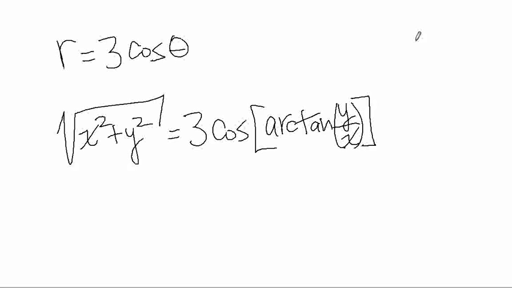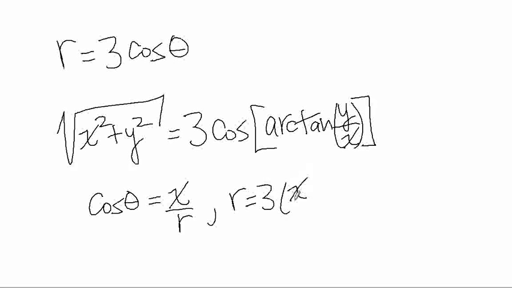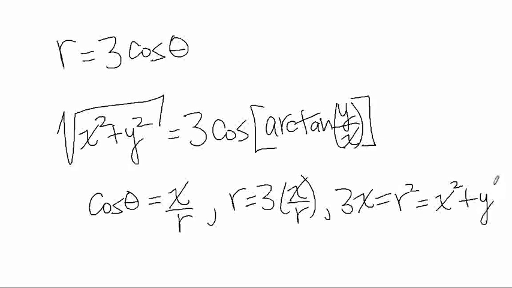Now, there's some work you can do to try to simplify that equation, but that does meet the requirements. Nevertheless, let me show you how you can find a simpler equivalent representation. So the cosine of theta is equal to x over r. So the original equation is equivalent to r is equal to 3 times x over r. And so that is equivalent to, if I multiply both sides by r, 3x equals r squared, or 3x equals x squared plus y squared.